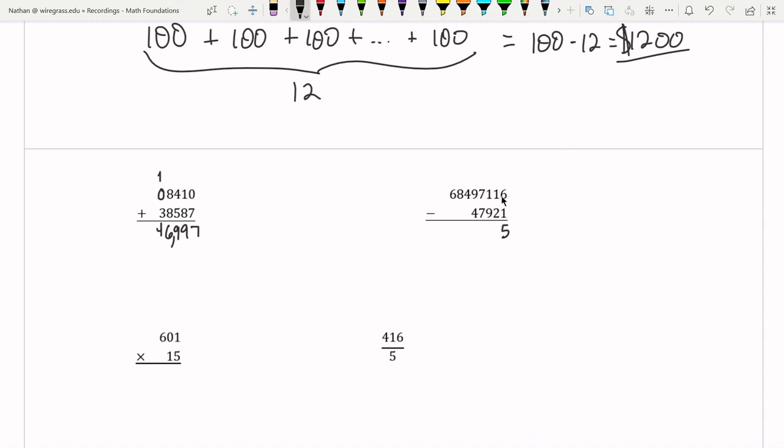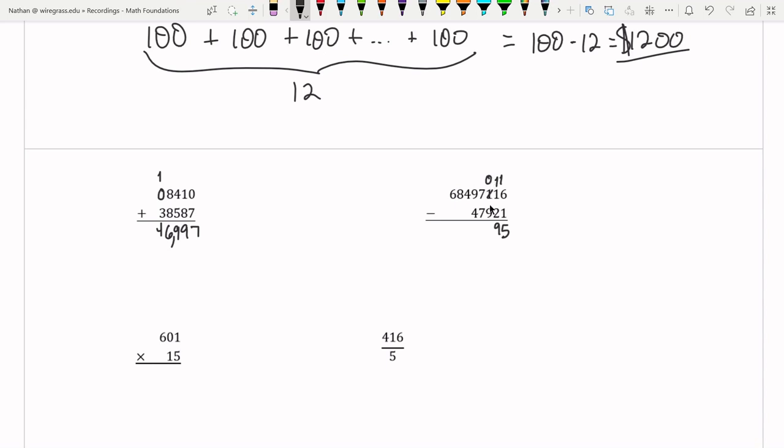So if this place is 1 tens, and this is 2 tens, I can't take 2 tens away from 1 tens, but I can borrow some from the hundreds place. I make that 0, and then 100 is 10 tens. So this becomes, instead of 1, 11 tens. 11 minus 2 is 9.